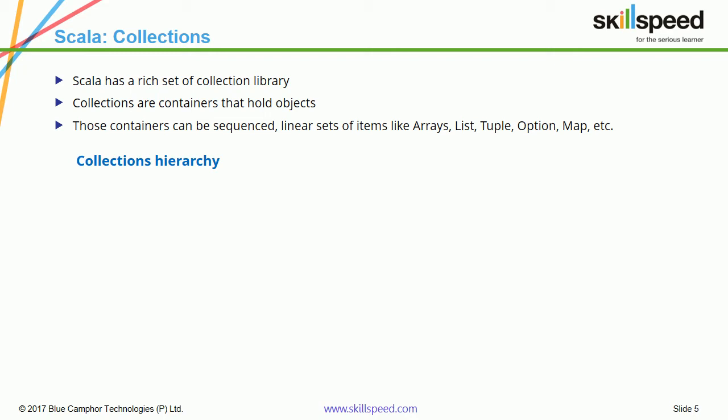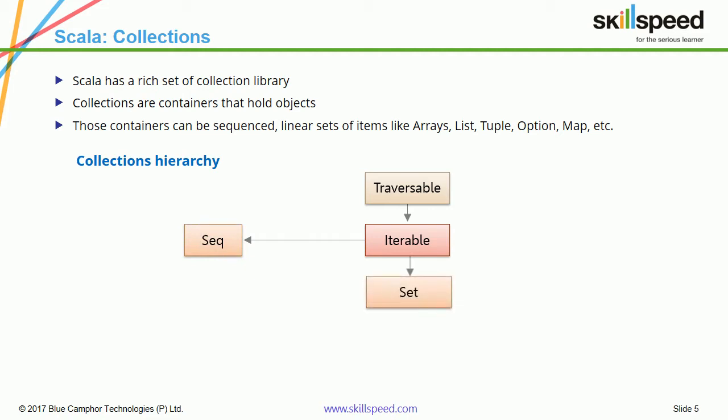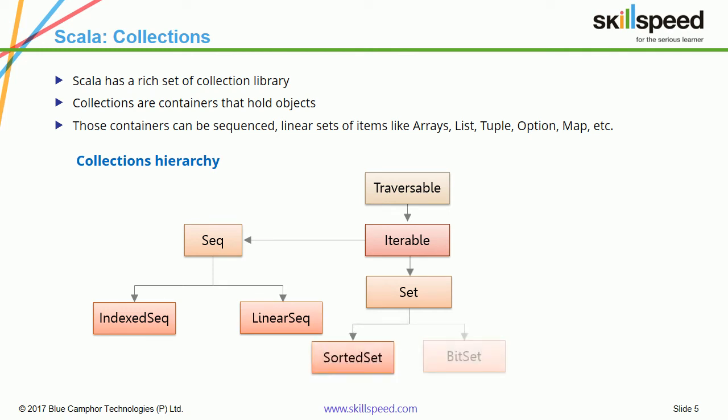Now you can see the hierarchy of collections here, and when you look at the traversable collections, you have iterable collections which has sequence and set. Within sequence you have indexed and linear sequences, and in set you have sorted and bit set. We also have a collection type called map where we can have sorted map.